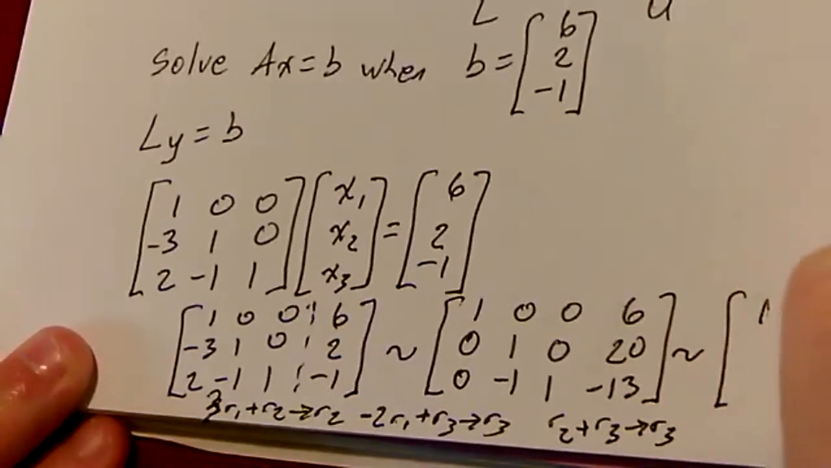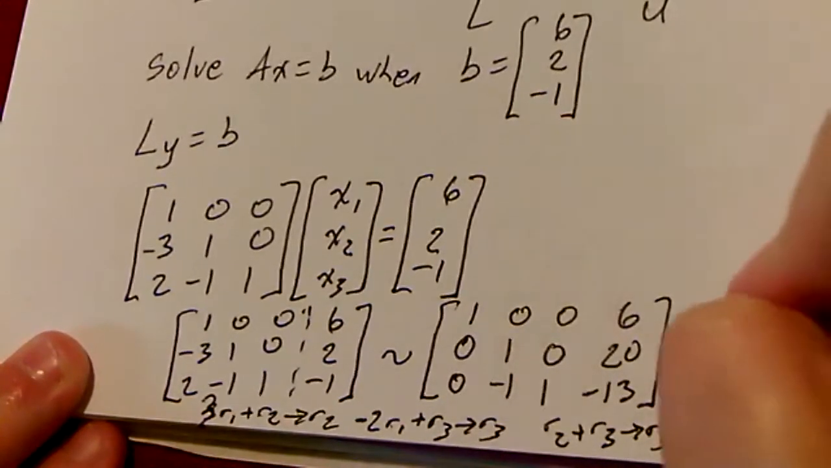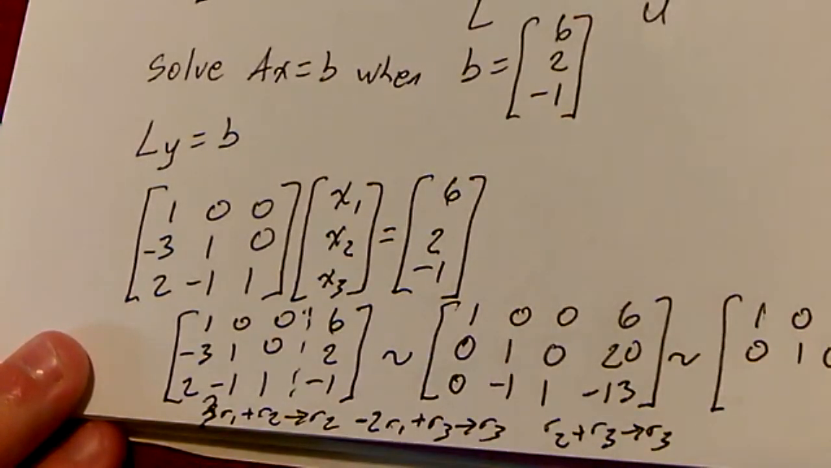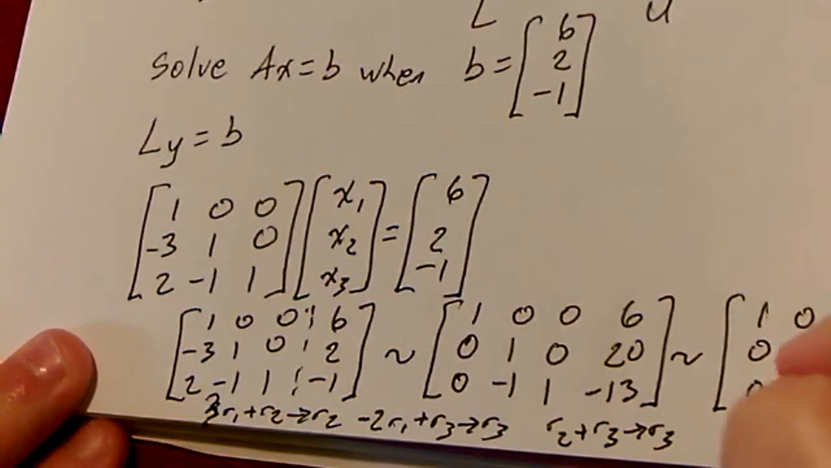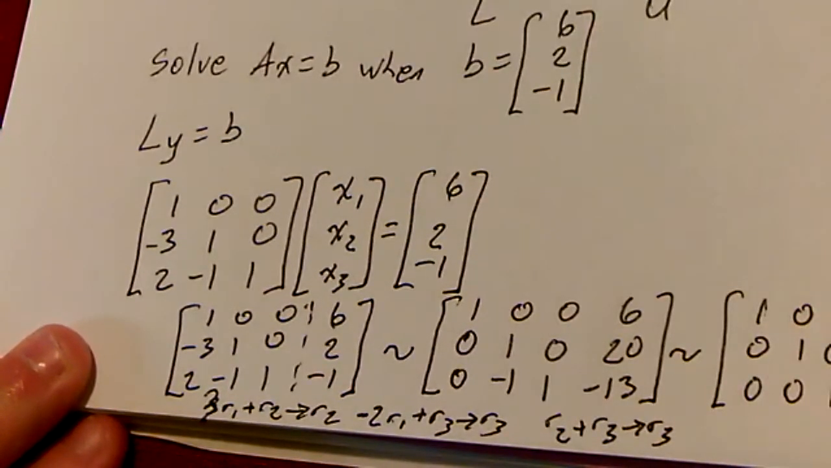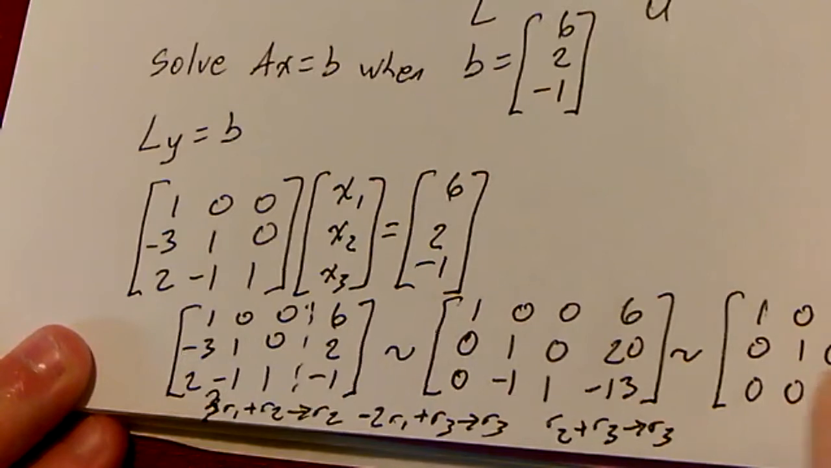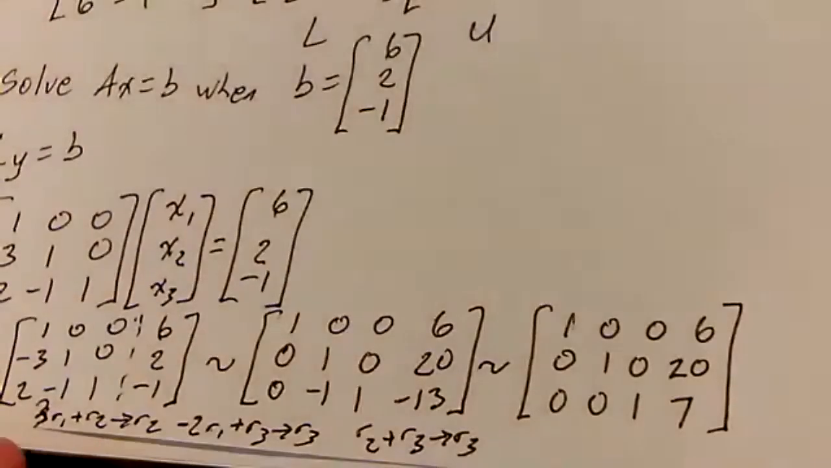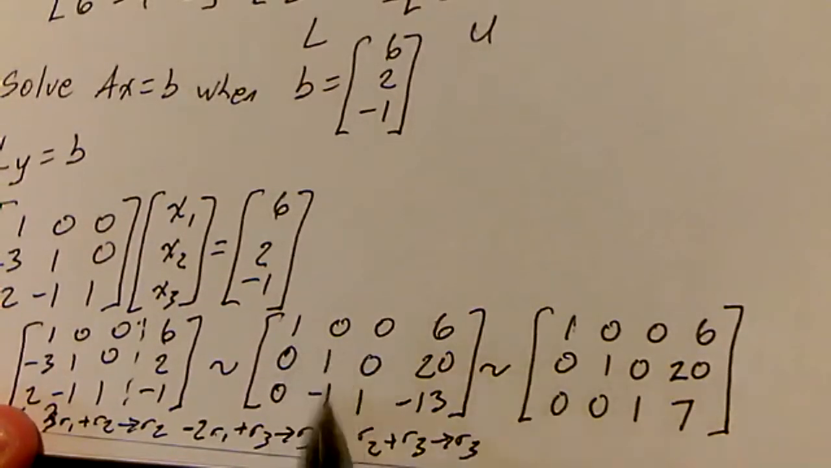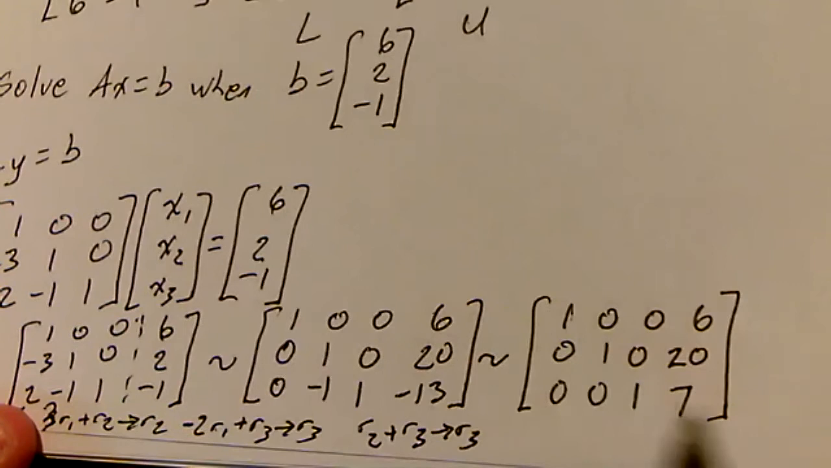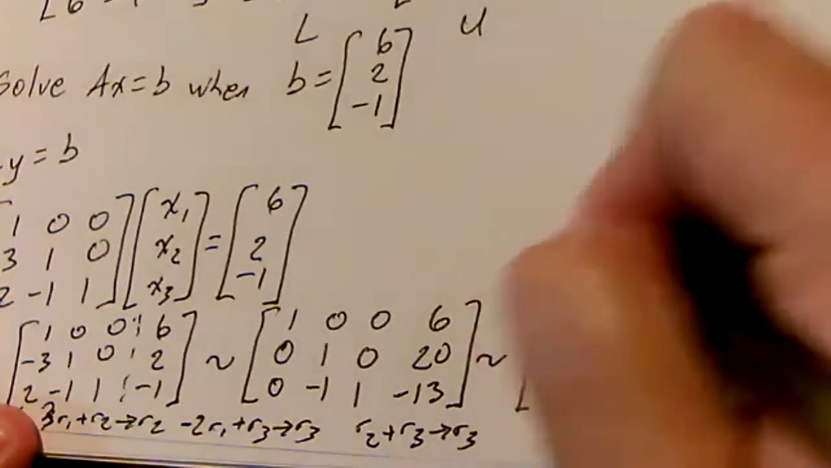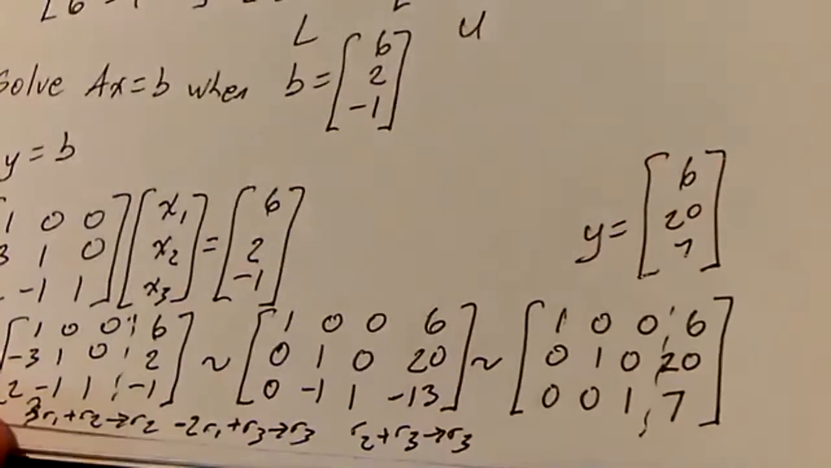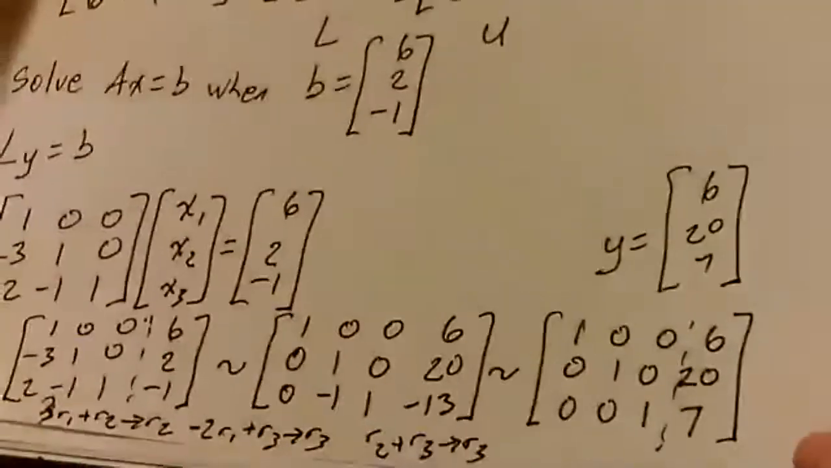Okay, so I've got 1, 0, 0, 6 along the top here. 0, 1, 0, 20 in the middle row. Bottom row now, 0 and 0 is going to be 0. 1 and negative 1 is 0. 0 and 1 is 1. 20 and negative 13 add up to make 7. Okay, so I got off the picture there. But you see we got 1 and negative 1 makes 0. 0, 1 makes 0. I've got my nice identity here. So I have my y vector now: 6, 20, and 7. Okay, so y is 6, 20, and 7.